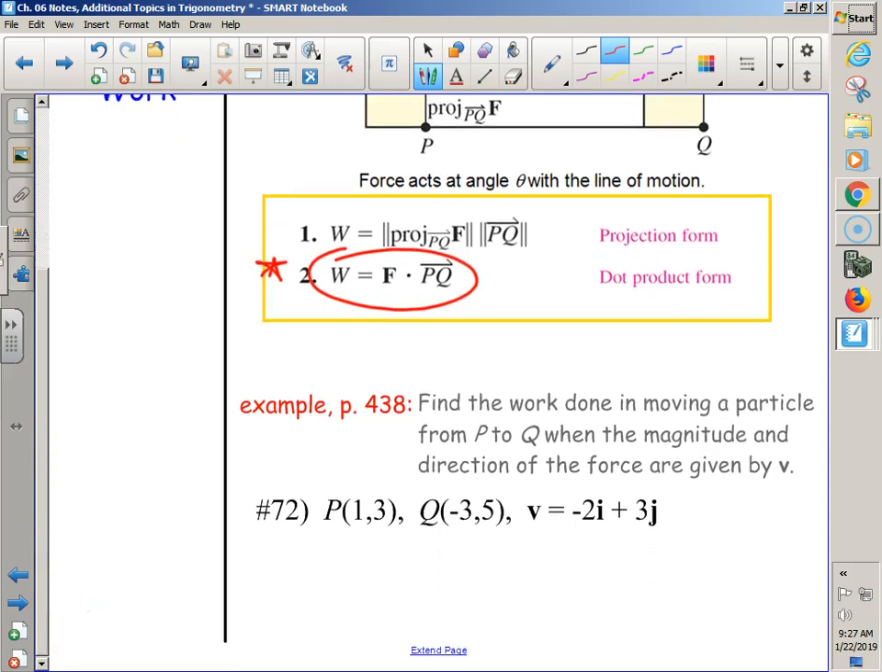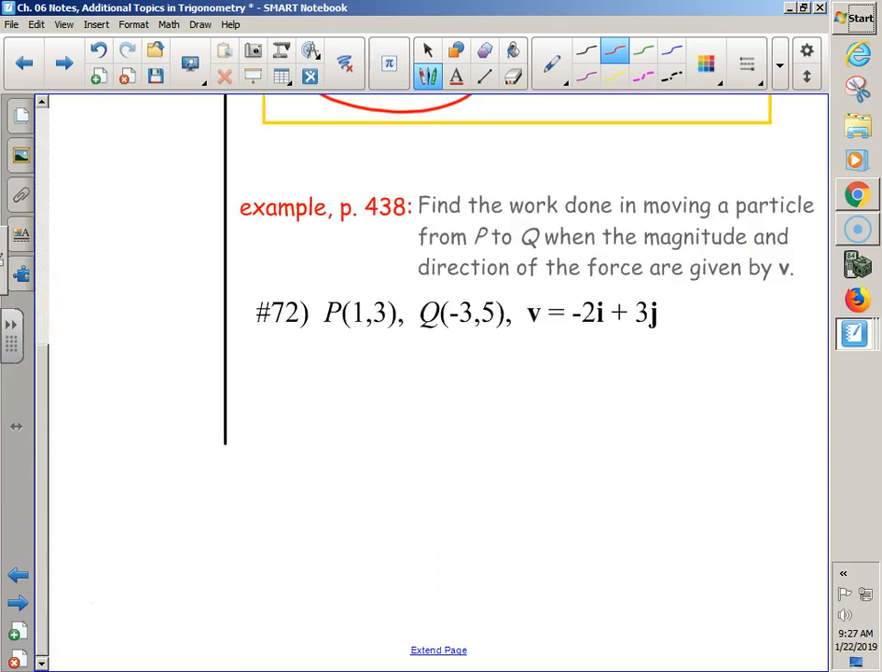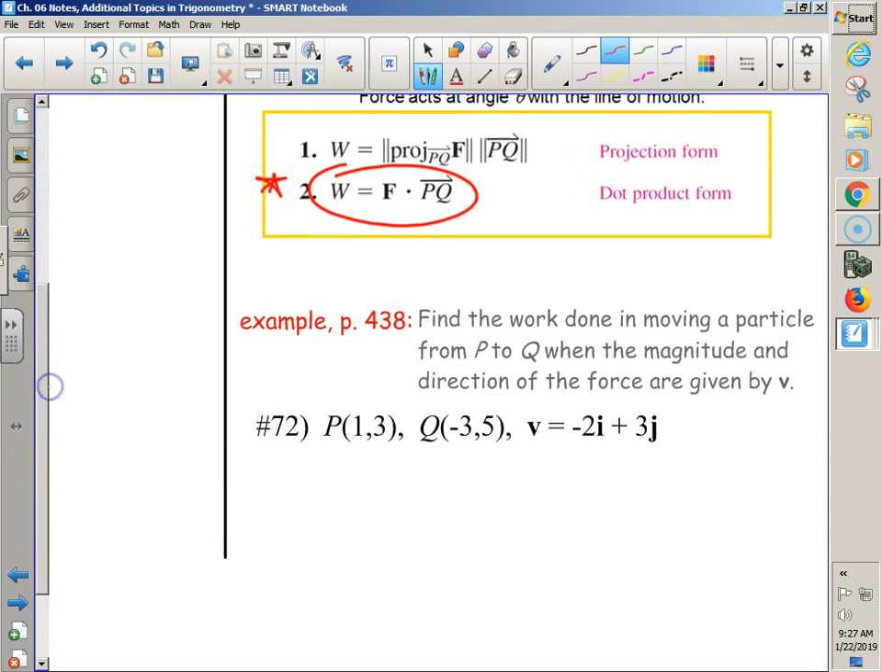So this example down here, if I have an object, in this case a particle, that's being moved from P to Q, which isn't a straight line, but that's okay. With this formula, I don't need it to be a straight line. It's being moved from this point to that point. And the direction of the force of that movement is right here.